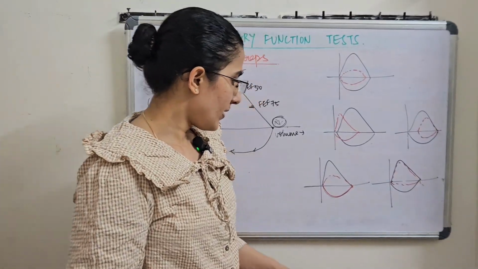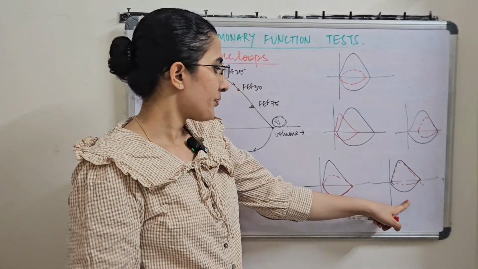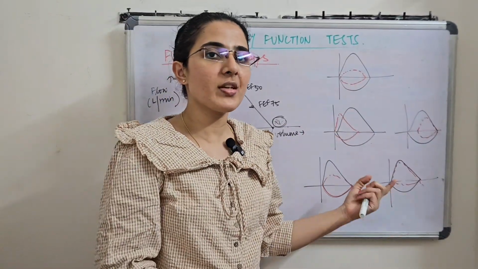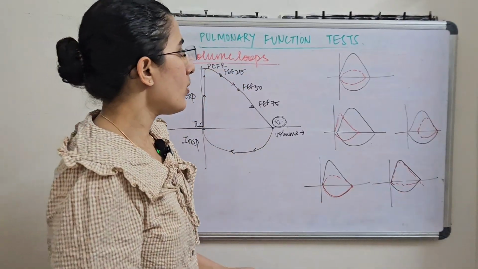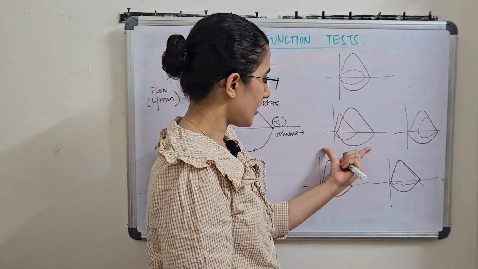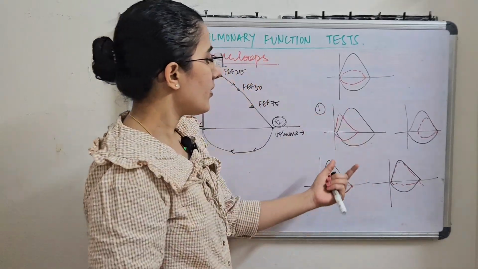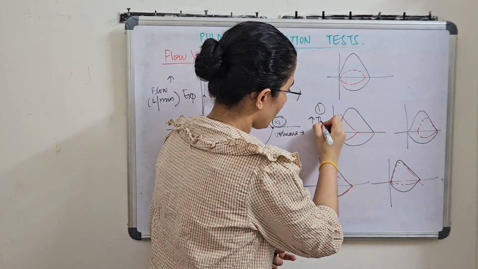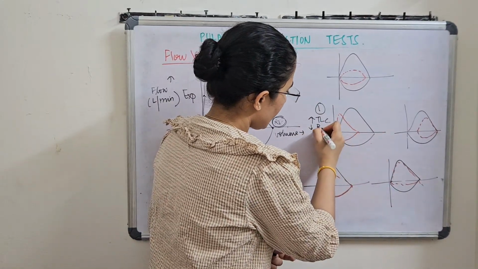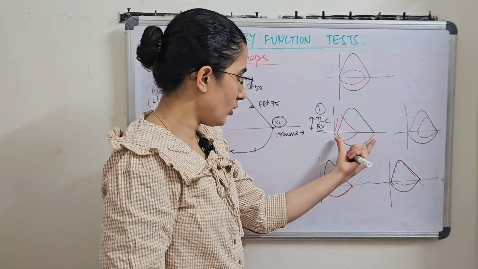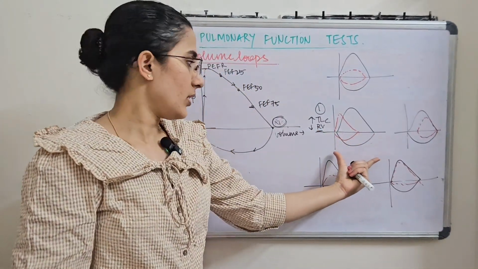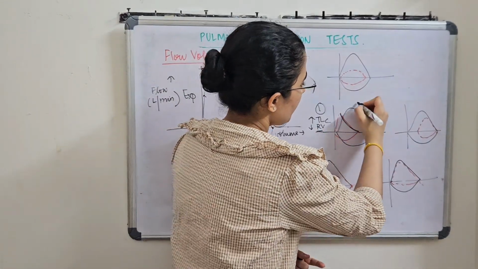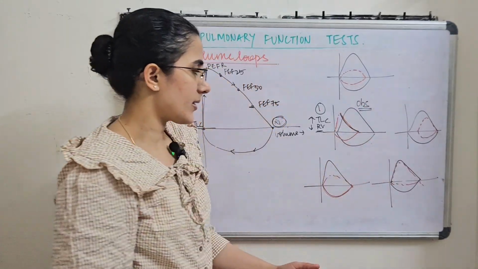When we see the below two graphs, these are the basic types of flow volume loops which we may usually encounter. In picture number 1, we can see that there is an increase in the total lung capacity and a decrease in the residual volume. The shift of the loop is towards the left. This kind of graphical representation with the concavity seen in the expiratory limb is seen in obstructive lung disease.